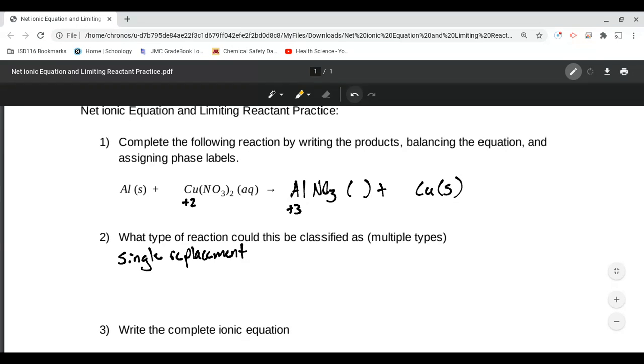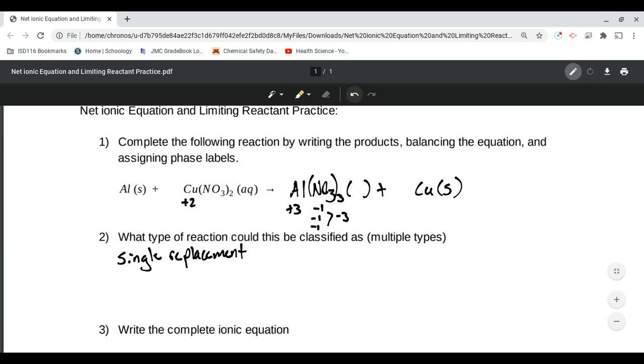Nitrate is one of our polyatomic ions that we have to have memorized here and need to know the charge. It has a -1 charge. So in order to balance this out for charges, we are going to need 3 nitrates. And to say that we have 3, we need to put parentheses around NO3 and drop that 3 in right there.